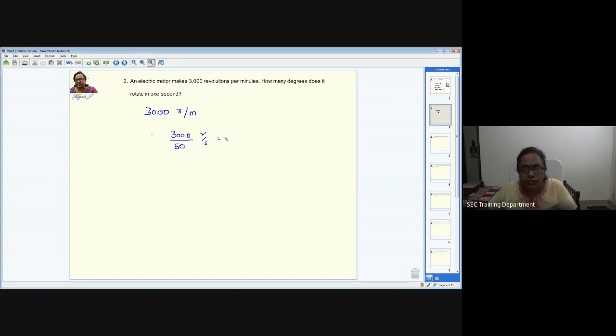So this is how much? This is going to be 50. So we can say it is going to make 50 revolutions per second. And what is asked here: how many degrees does it rotate in 1 second? So per second, it is going to make 50 revolutions. And you know that one revolution is nothing but 360 degrees. So when I say 50 revolutions, it's going to be 50 into 360 degrees.